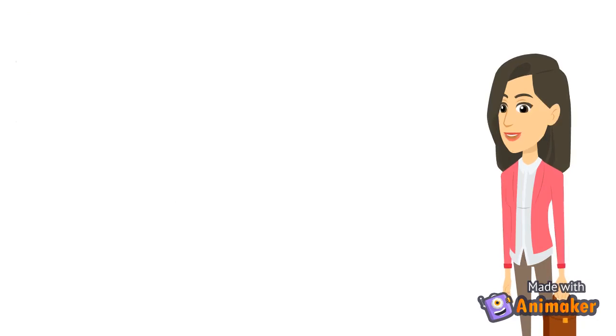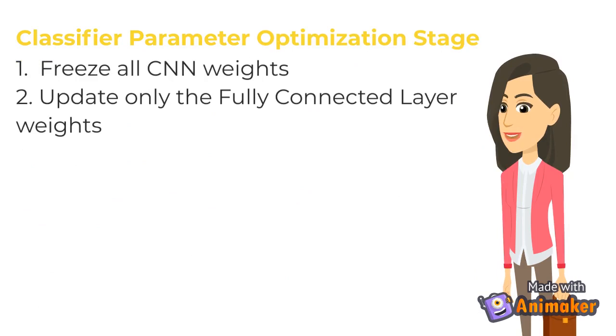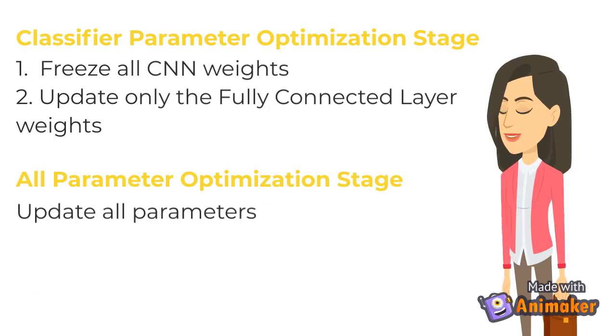After the CNN adaptation reached its stopping criteria, the classifier parameter optimization stage is started. In this stage, all the CNN parameters are frozen to avoid overfitting and speed up the training process. Only the weight of the fully connected layer is updated. Following that is the all parameter optimization stage. In this stage, all parameters are updated until it reaches the stopping criteria once again.